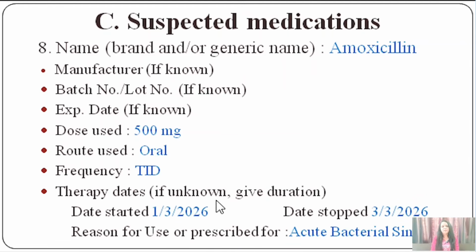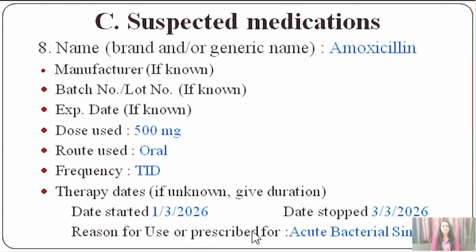Now the therapy dates. If they are unknown, then you have to give the duration. Here in this patient the dates are given, so we have to write the date started, that is 1st March 2026, and the date stopped, that is 3rd of March 2026. So here we are talking about the suspected medications. Most of the students fail to answer here properly and they write the reaction dates. So you have to see properly which part you are filling when you are filling the ADR form.